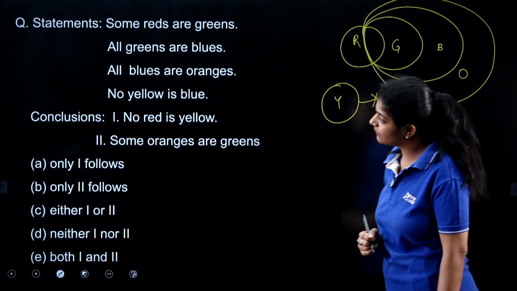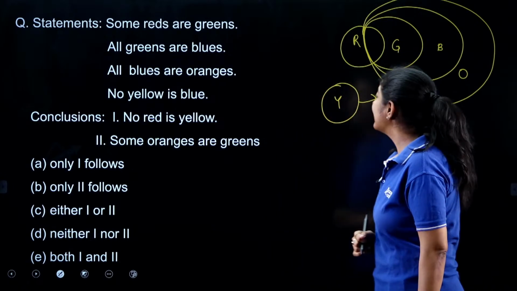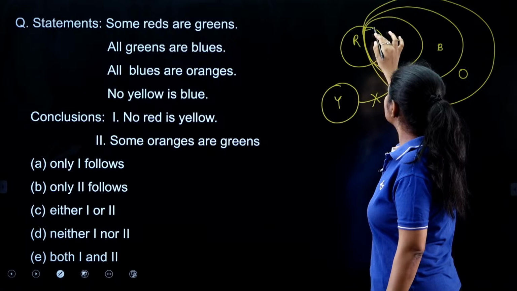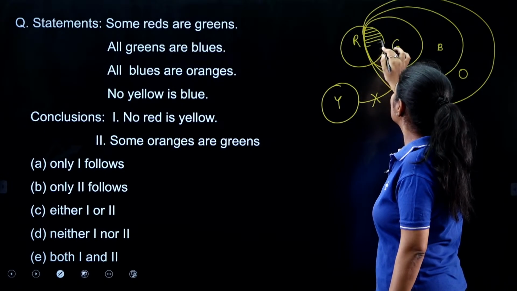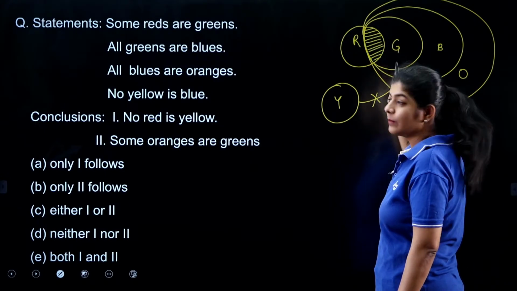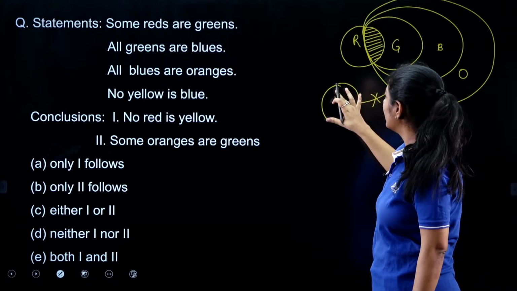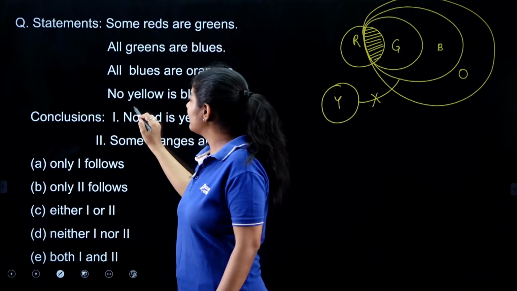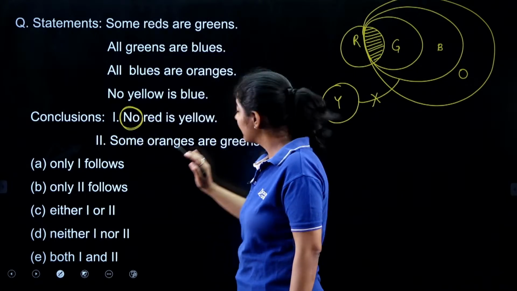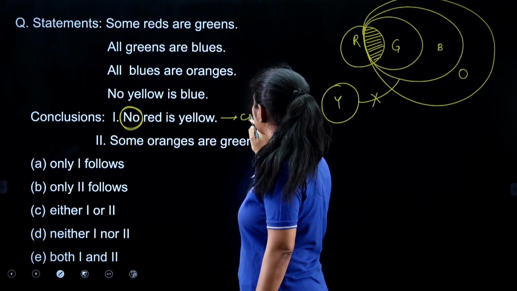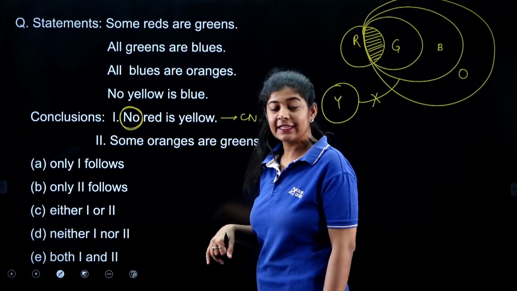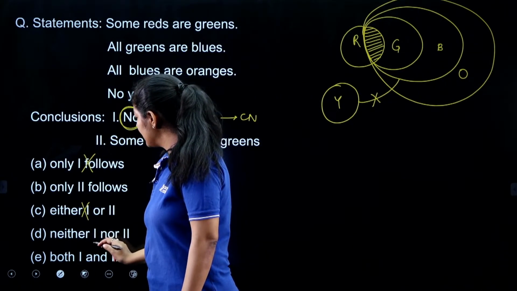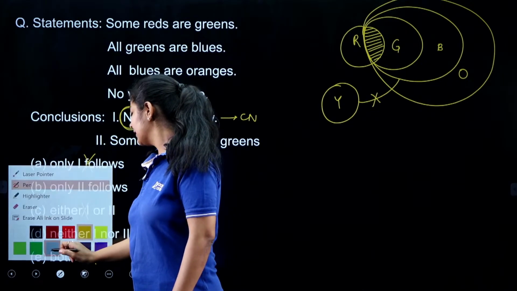Now, the conclusions. First, no red is yellow. Can we say that? No. Or we can say that this part of red, which is common with green, or we can say blue, can never be a part of yellow, but we are not sure about the rest part. And here we are saying about the whole part of red. So, again we can consider it in the can't say condition. If it is lying in the can't say condition, that means options A, C and E are eliminated, right?